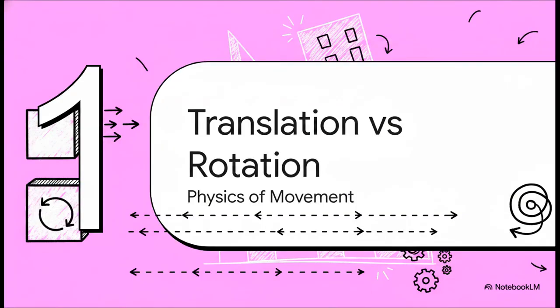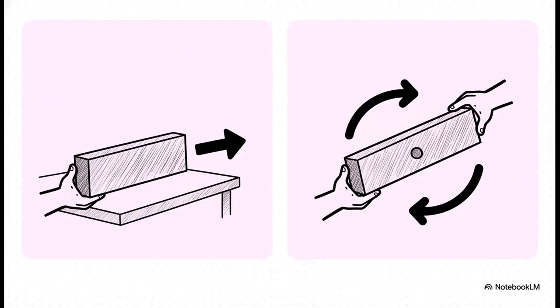Section 1, Translation versus Rotation, the Physics of Movement. At the end of the day, keeping a structure standing really just comes down to managing how it naturally wants to move when it's pushed or pulled. I want you to physically imagine pushing a beam across your desk. That's sliding motion. That's translation. It's moving an object in a straight line. Now imagine trying to twist or spin that same beam around a pivot point. That is rotation.